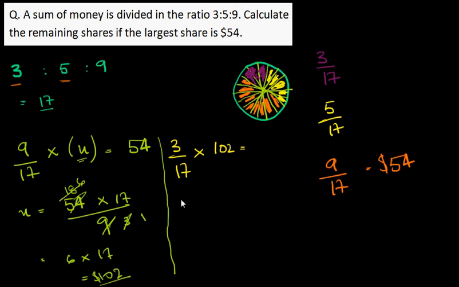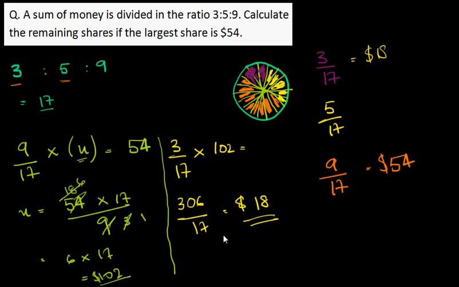We'll multiply 3 by 102 and we should get 306 over 17. Now we'll have to use our calculators for that. So let's see what the calculator spits out. So 306 divided by 17 is 18, which means 3 out of 17 parts of 102 is $18. So 3 over 17 is $18.